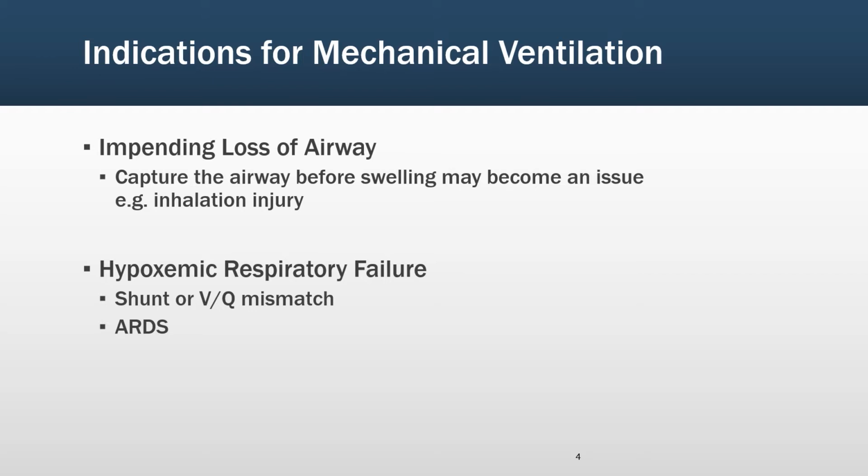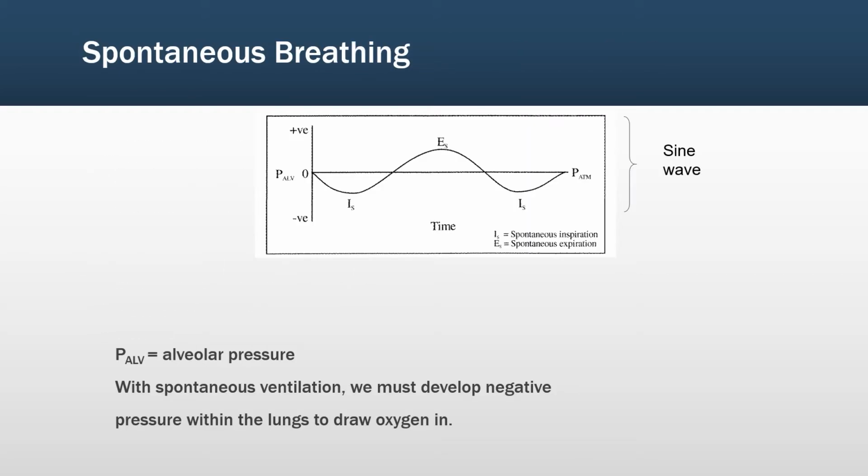Now let's review the mechanics of mechanical ventilation. As you recall from your physiology course, spontaneous breathing begins with the development of a negative alveolar pressure relative to atmospheric pressure. Typically, this is the result of the diaphragm flattening and the chest wall pulling away from the lung, increasing the size of the lungs and pulling air into the lungs.